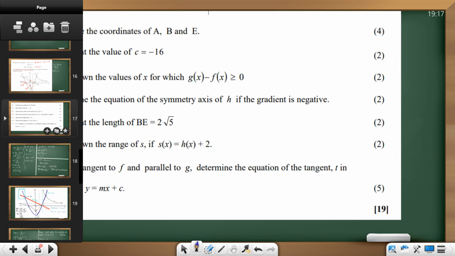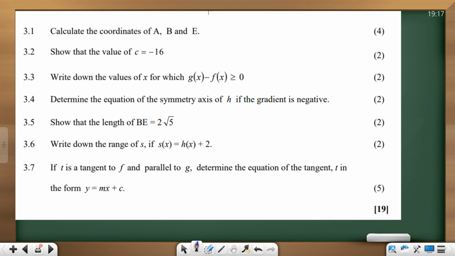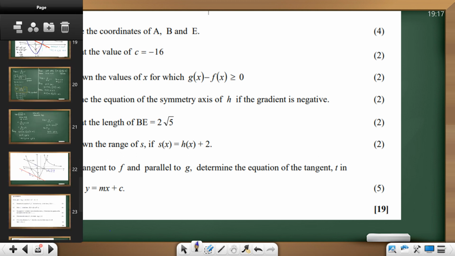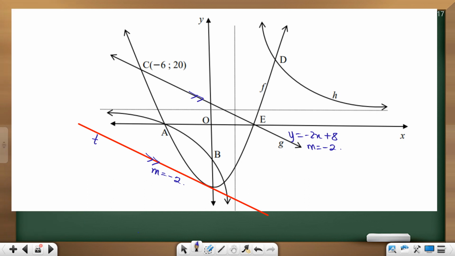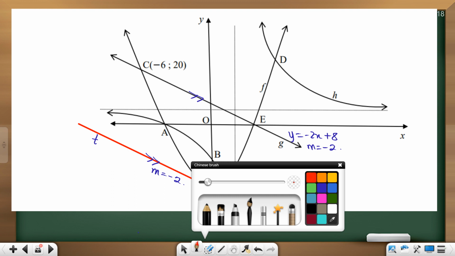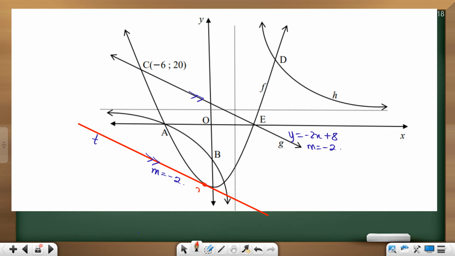What are we looking for? Determine the equation of T in the form y equals mx plus c. So I want this equation. This is both analytical and Euclidean geometry. If I want the equation of a line, what do I need? The gradient and one set of coordinates, one x and y. Which x and y do I need? I need this point. If we can get those points, then we are done. The question is, how do we get this point?